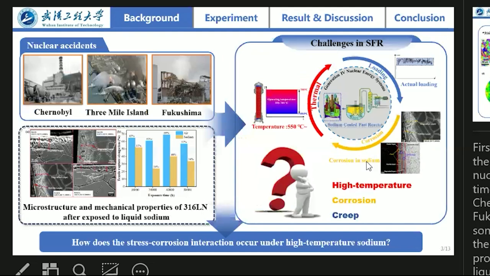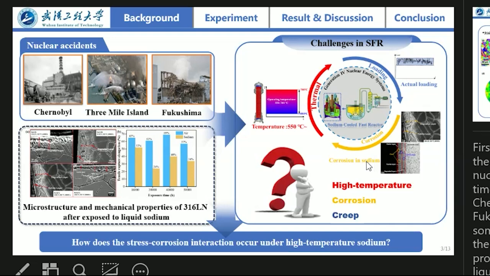It should be claimed that safety is always the most important thing around nuclear power development. In the past, several nuclear accidents like Chernobyl, Three Mile Island, and Fukushima have occurred.